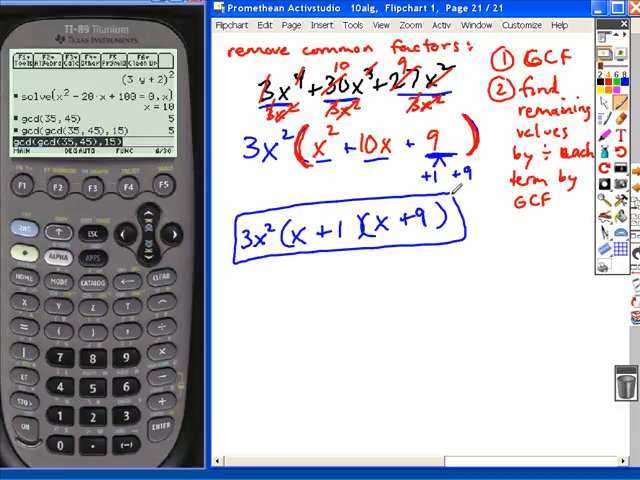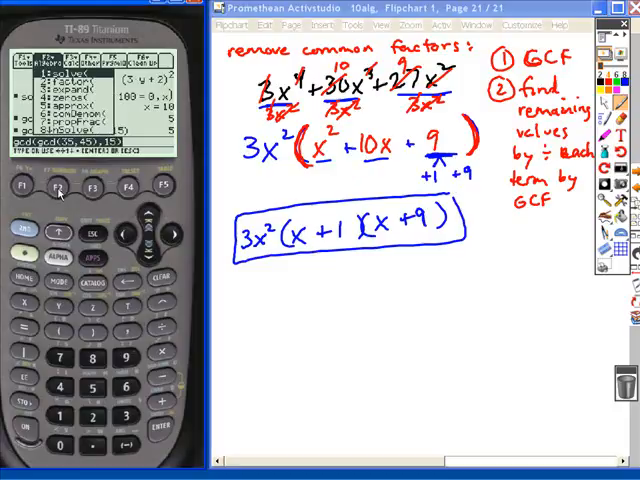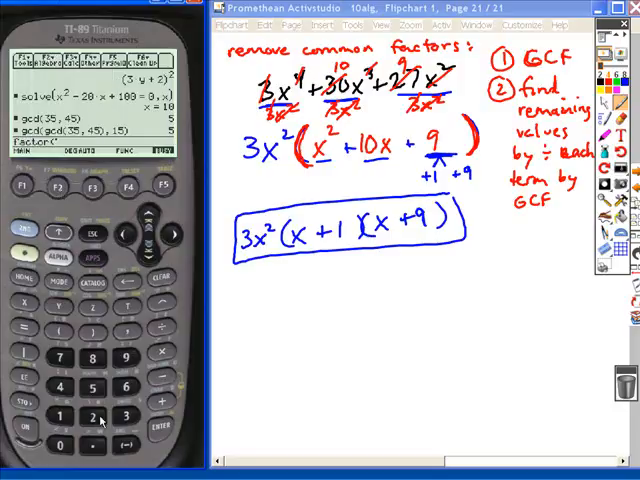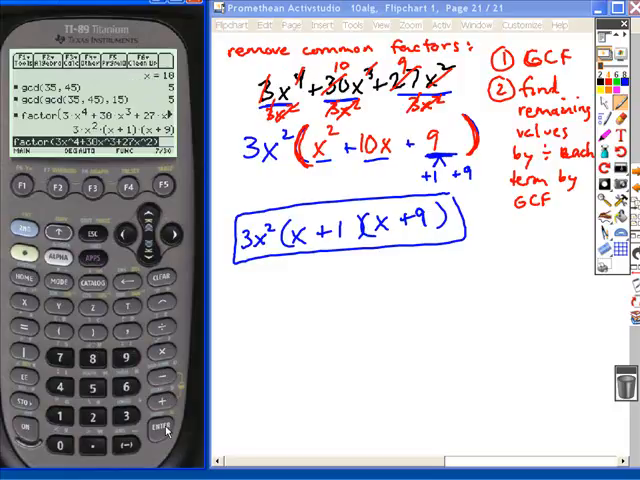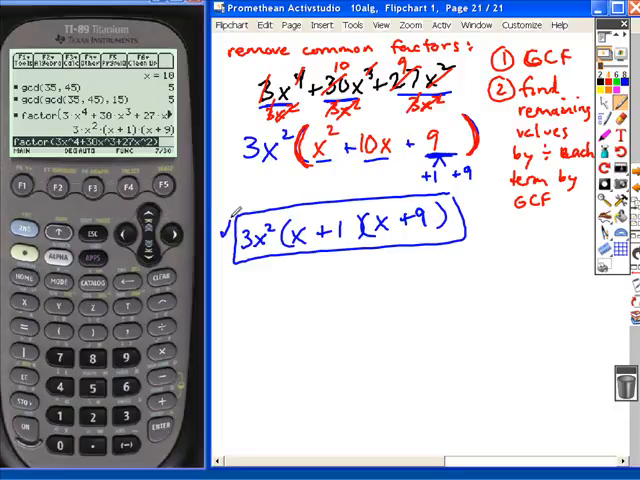So once again, I wanted to show you how to do it by hand, but the easiest way to solve this would be to enter it in your calculator: the algebra tab F2, hit factor number 2, type the expression 3x to the 4th plus 30x cubed plus 27x squared. Close it off, hit enter, and you see 3x squared, x plus 1, x plus 9. It finds your factors for you much quicker than if you're doing it by hand.